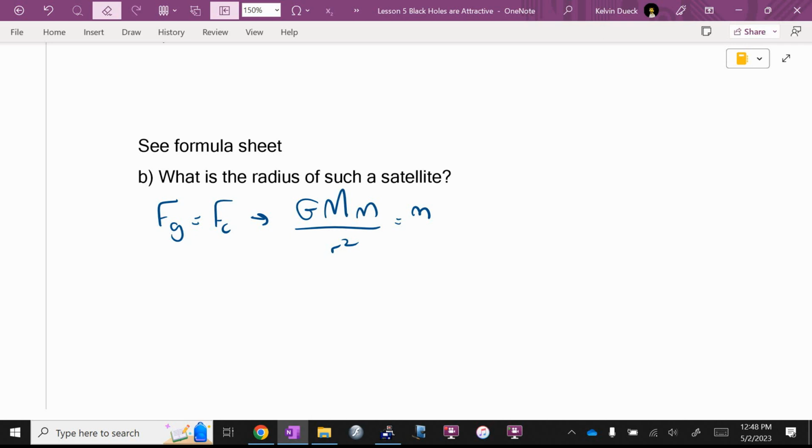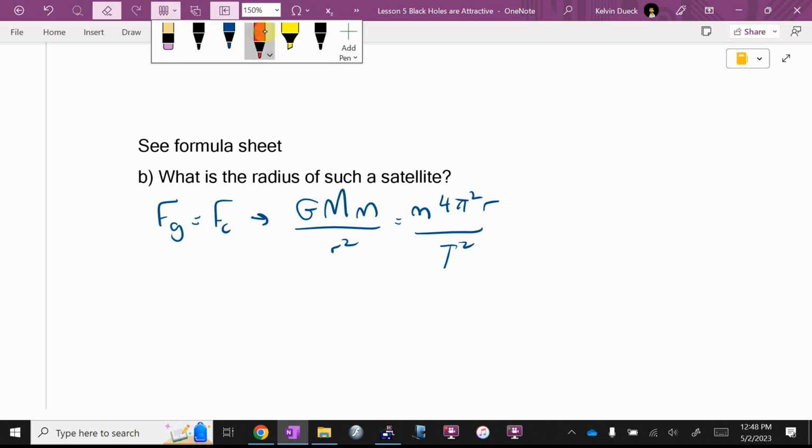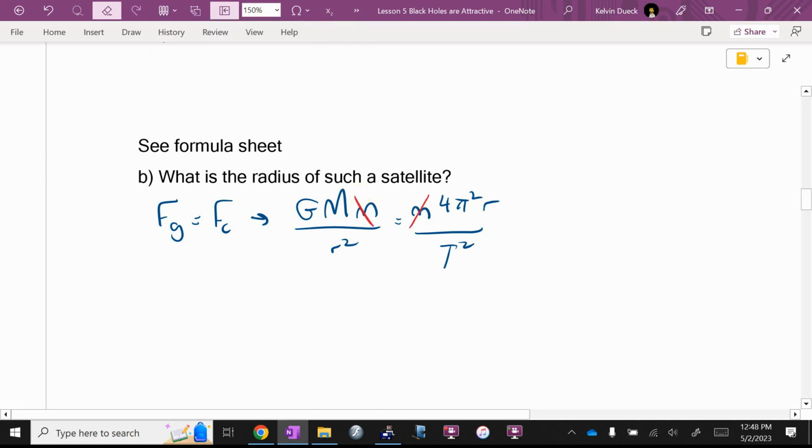What did I find in part A, Ashley? I'm going to use the one with the period at the 4 pi squared r over t squared. Does a little m cancel here? Does an r cancel here? No, not in this one. In fact, I think I'm going to get an r cubed if I multiply the r squared from the bottom to the top.